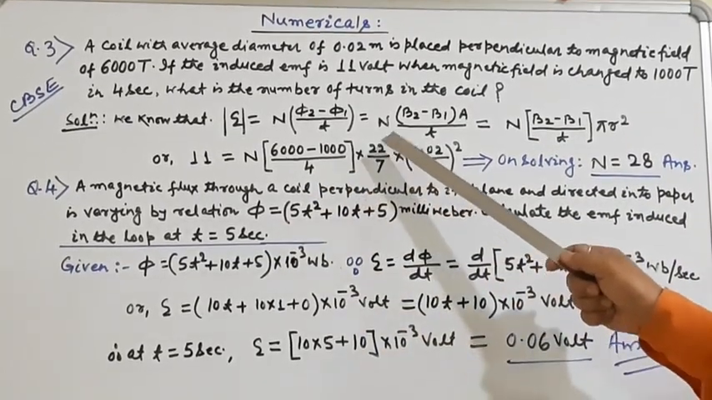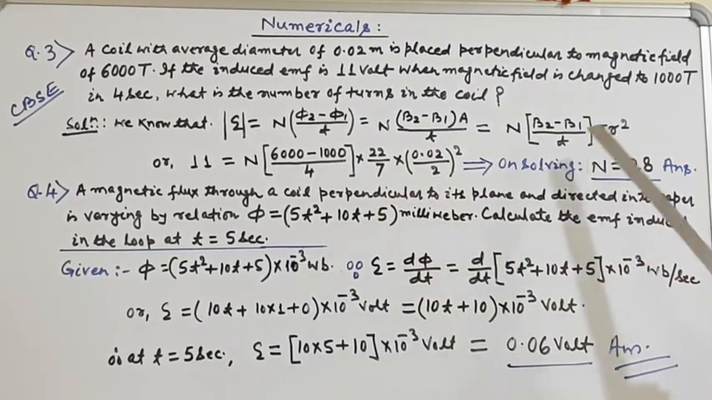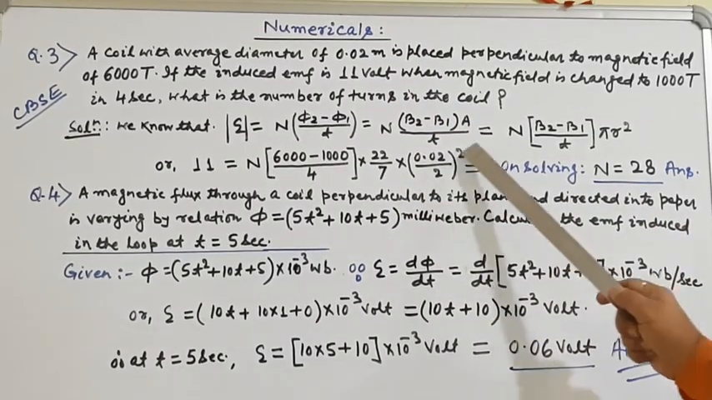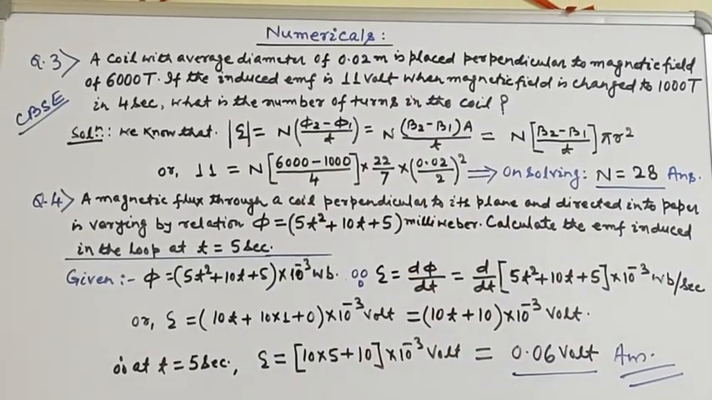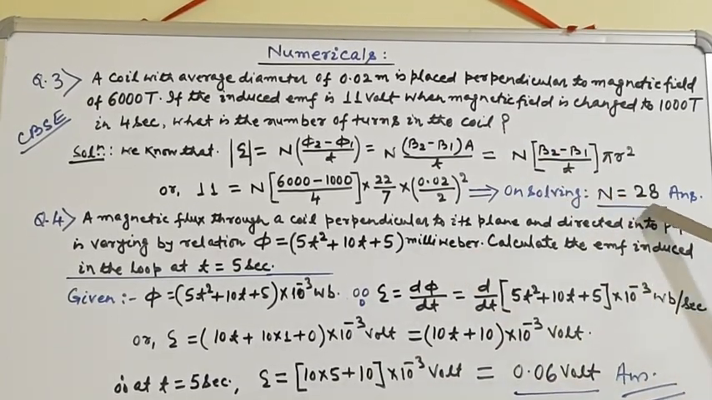time, and area is pi r squared, pi is 22 by 7, and the diameter is given as 0.02, divided by 2, so it becomes the area. When we solve this, we will get the result. After solving and on simplification, we will get N is equal to 28. Please solve it. I hope you can solve this one.